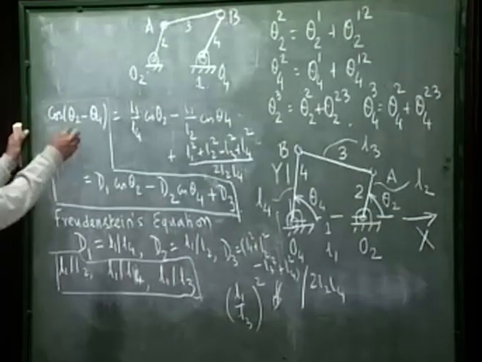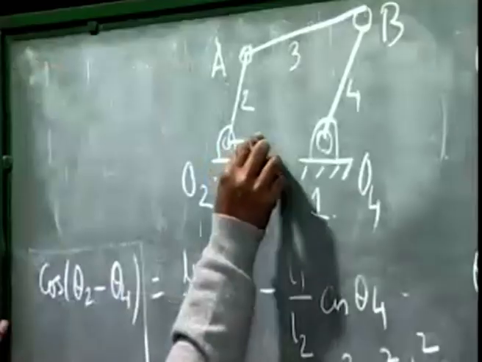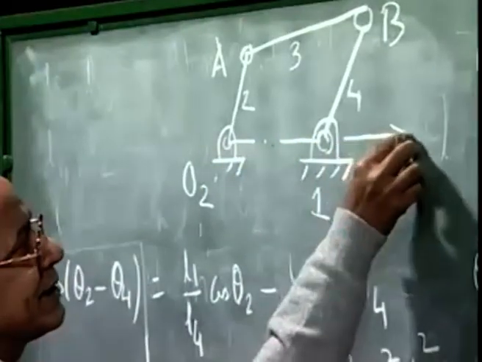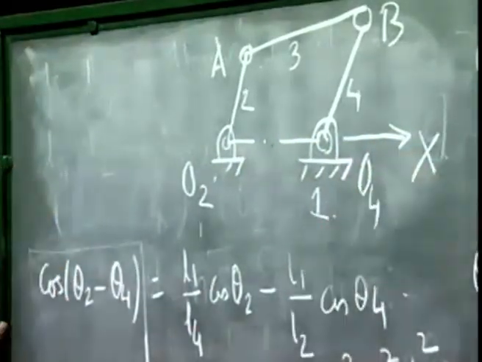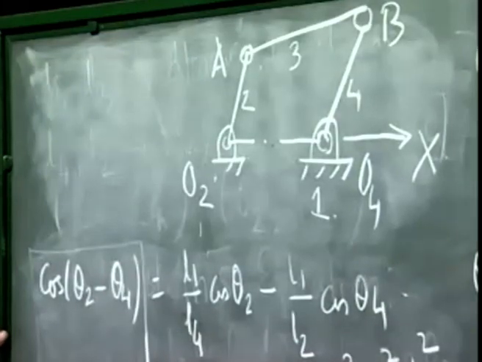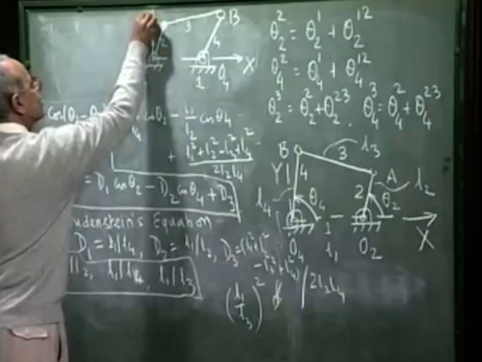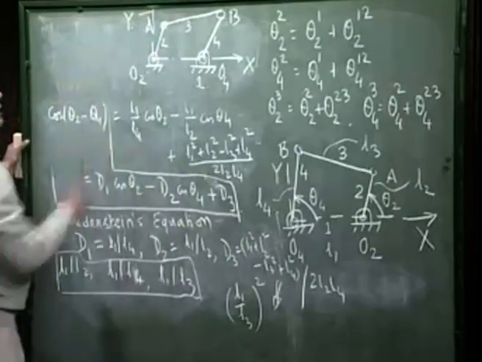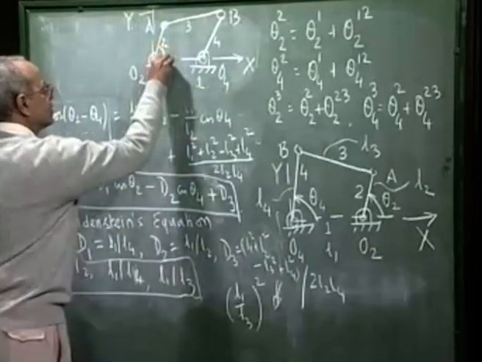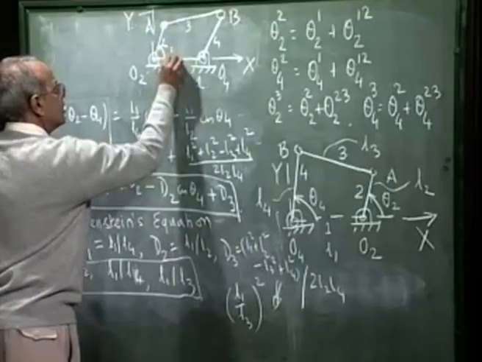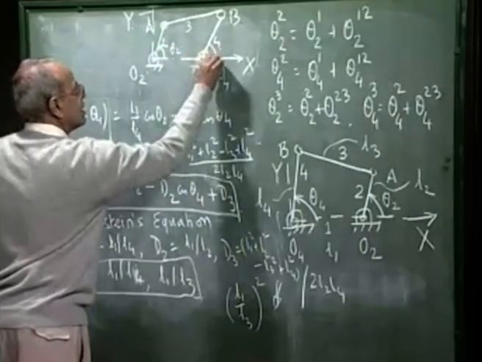It is easy to see that in such a situation, I take my x axis again along the fixed pivots, that is along O2, O4, and y axis perpendicular to that. This is theta 2 and this angle is theta 4.